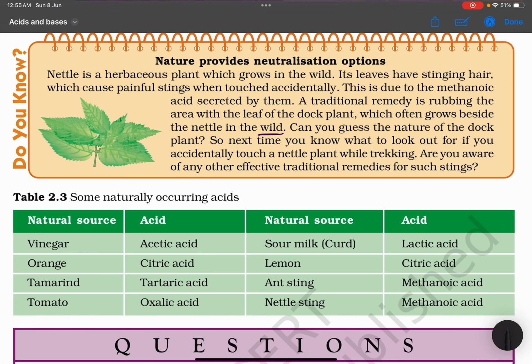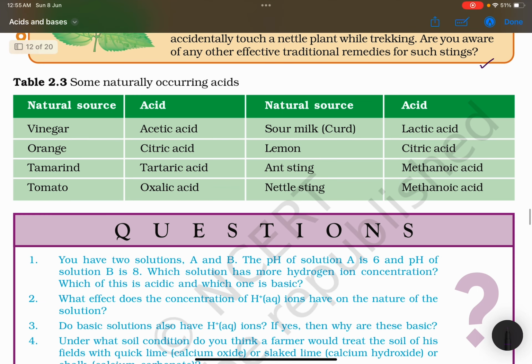Are you aware of any other effective traditional remedies for such things? Ask mama, she will tell you. Otherwise, ask your grandfather, he may know.